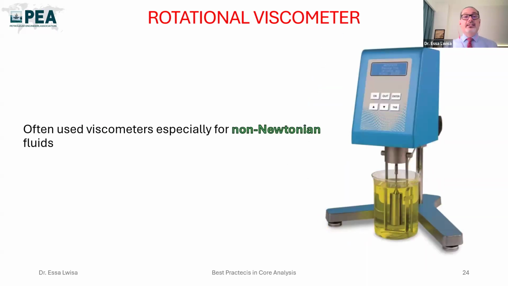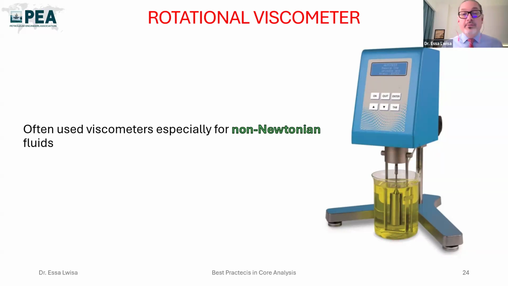The third and the last is the rotational viscometer, and this one is used for non-Newtonian fluids, for example, the slurry. It is used by our colleagues in the cement department to measure the viscosity of cement slurry. Of course, it does not measure the viscosity directly. It measures the torque that the motor has to produce to move this fan here.